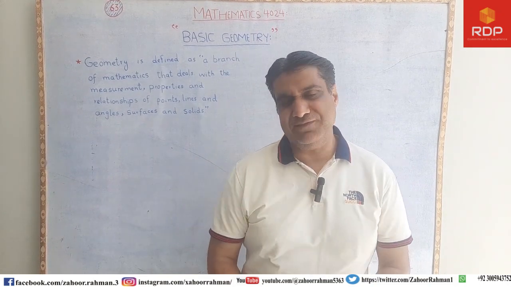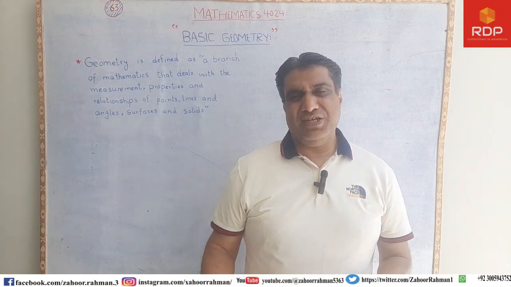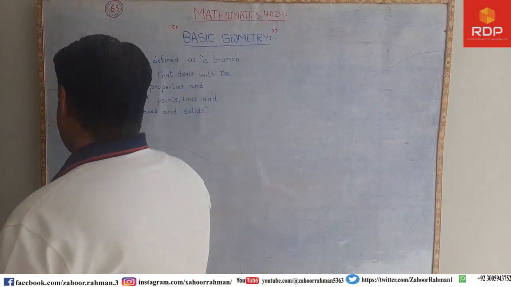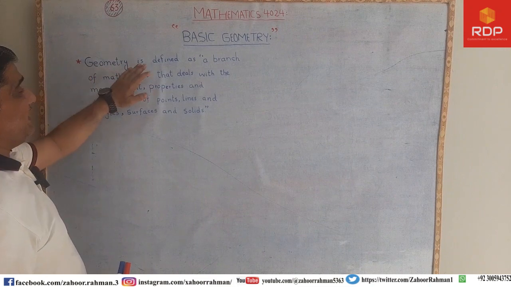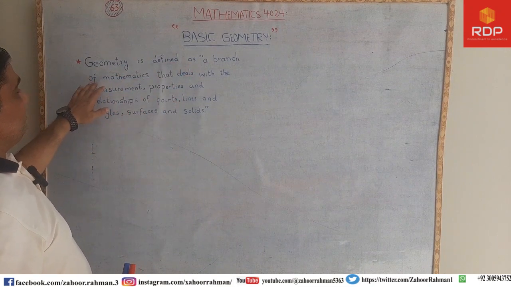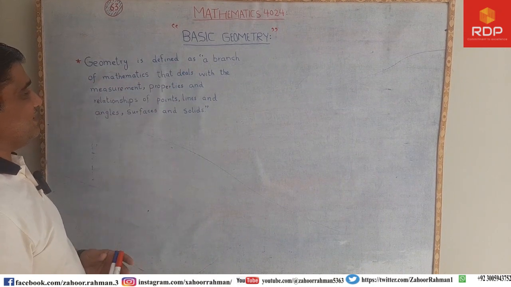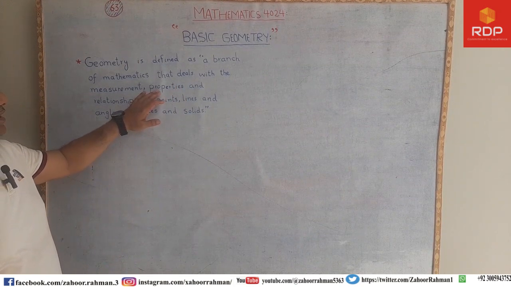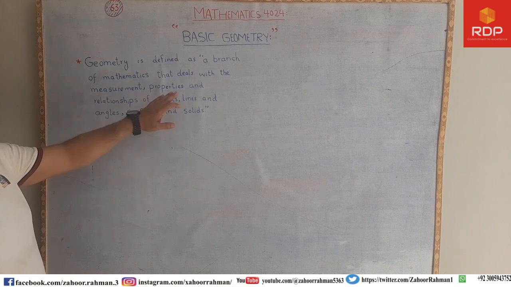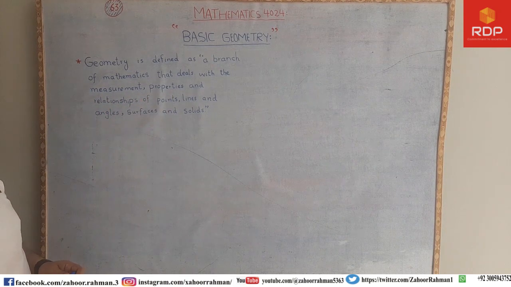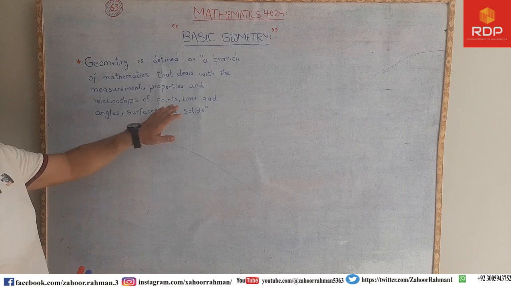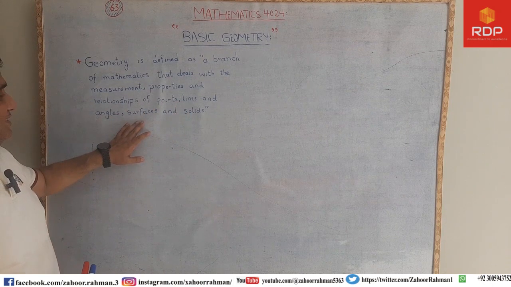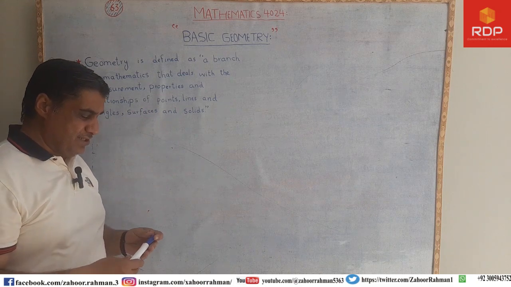Now, the very technical definition: geometry is the branch of mathematics that deals with the measurement, properties, and relationship of points, lines, angles, surfaces, and solids.